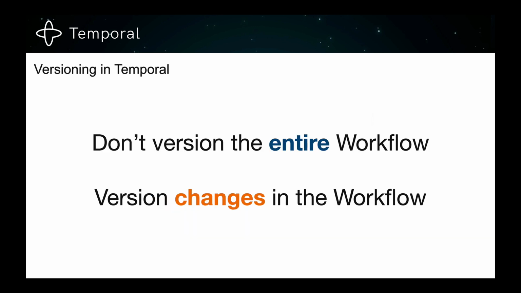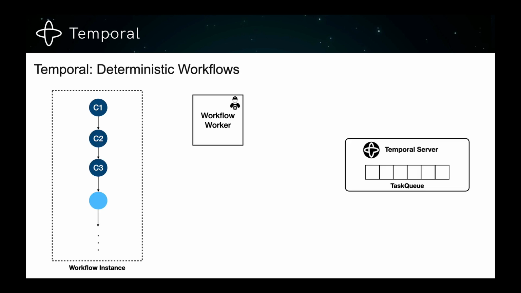So now that we have seen the issues with the more traditional approaches of versioning workflows, let's take a look at how Temporal solves this problem. With Temporal, we don't version the workflow. We version changes in the workflow. So let's try to explain that.